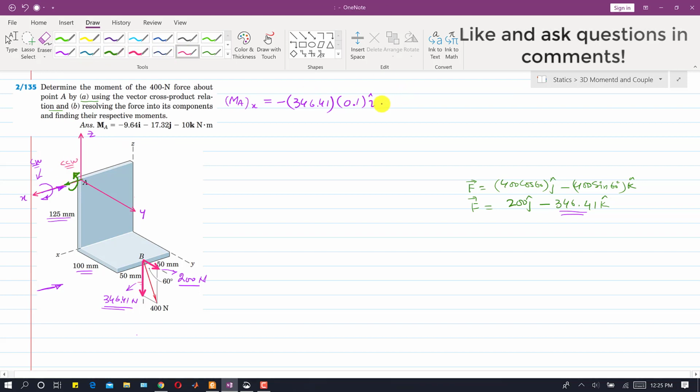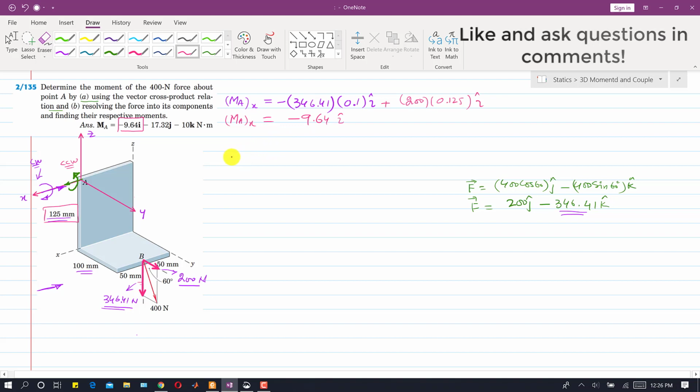So I will write plus, and this will be equal to 200, and the perpendicular distance is this much, of this 200 Newton. So 200 into 125 mm, so 0.125 meters. If we multiply 200 by 0.125, we will get this along i. So we will get this same moment, minus 9.64 along i, that we found in the previous method. So minus 9.64 i, and this is the moment about A along x. So this is the component of the moment about A along x.